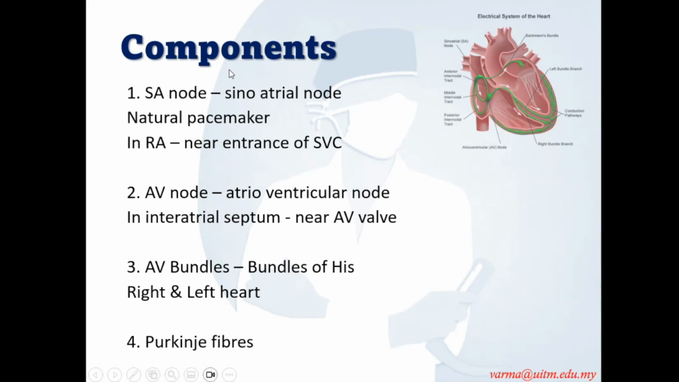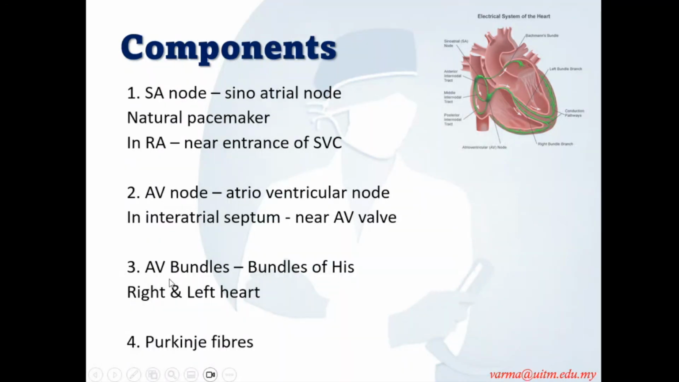So the components, as I repeated: SA node is the sinoatrial node. It's a natural pacemaker. It's in the RA near the entrance of the superior vena cava, SVC. And we have the AV node, atrioventricular node, in the interatrial septum near the AV valve. They are not in the ventricle, they're near the atrioventricular valve. Okay, atrioventricular valve, not aortic valve. Sorry, tricuspid valve, on the right side, interatrial septum.